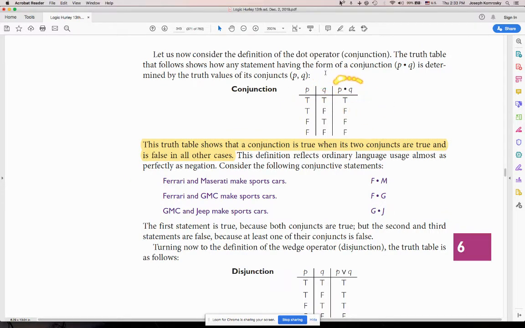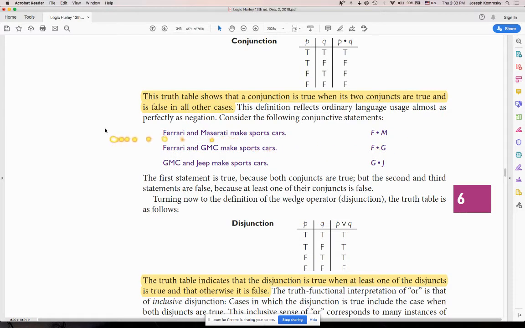The entire conjunction is true only when both conjuncts are true. If any one of them are false, so we have a true and a false here, the whole thing's false. We have a false and a true here, the whole thing's false. We have a false and a false, the whole thing's false. Okay? So let's come down.